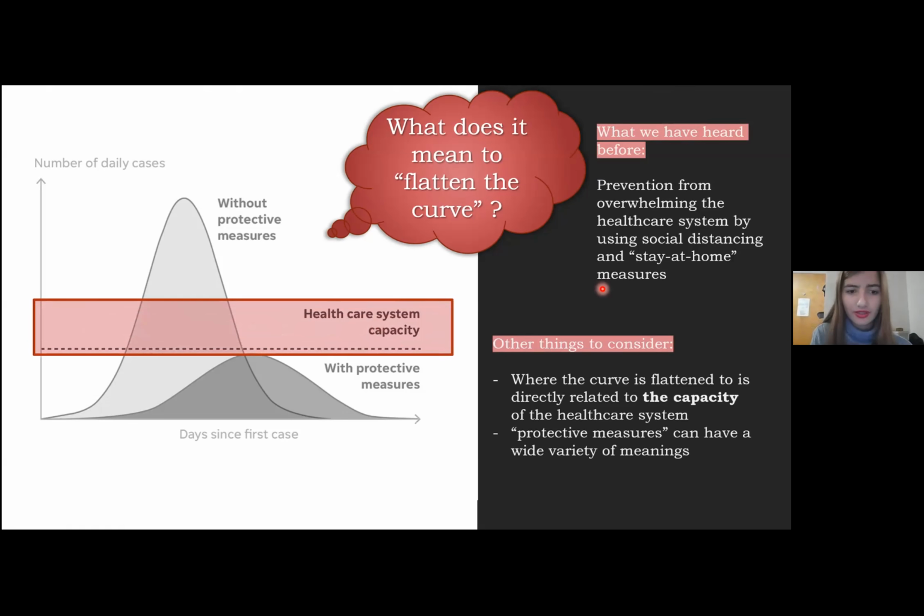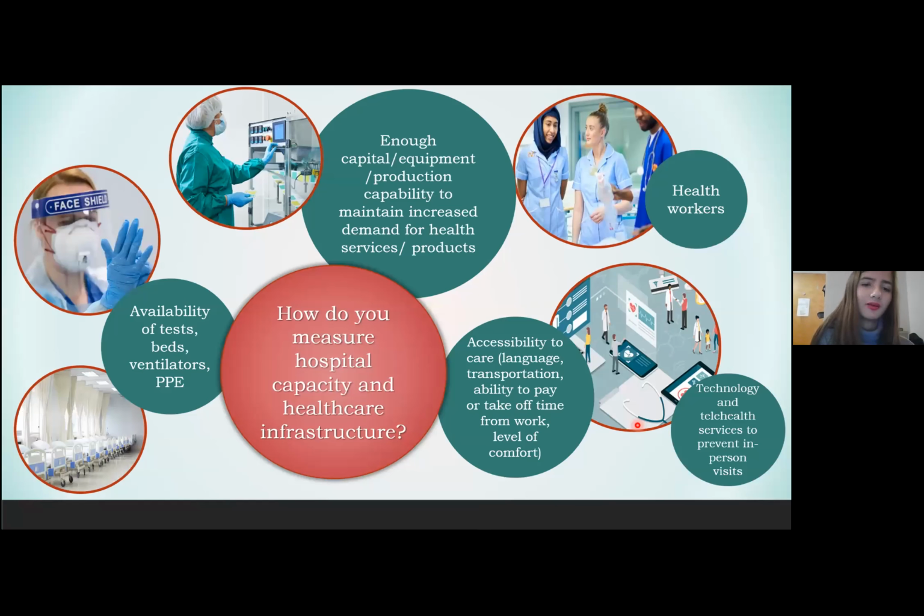So when we are considering where to flatten the curve to and whether it's feasible to flatten the curve, we have to think about how our healthcare system can handle new cases, and what kind of protective measures can be taken depending on what the healthcare infrastructure is of the place that we're considering. So how do we measure hospital capacity and healthcare infrastructure is a big question when it comes to flattening the curve.